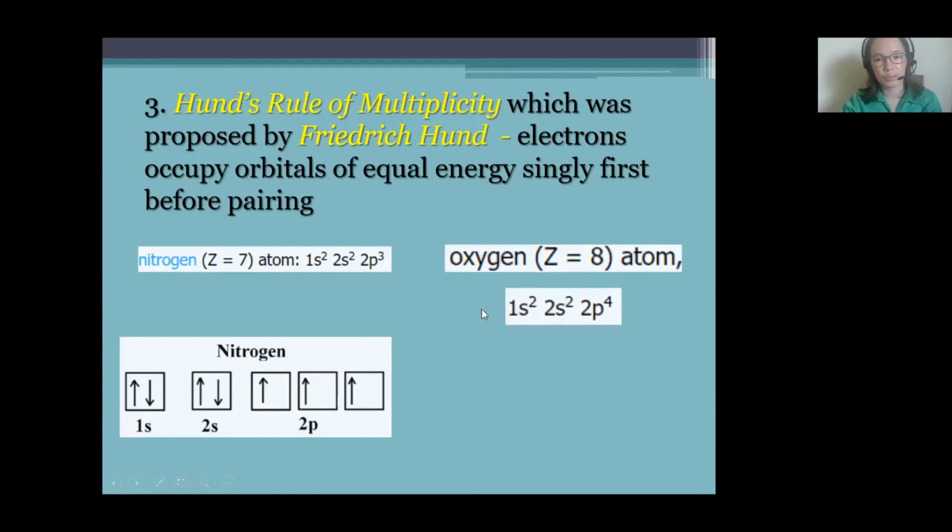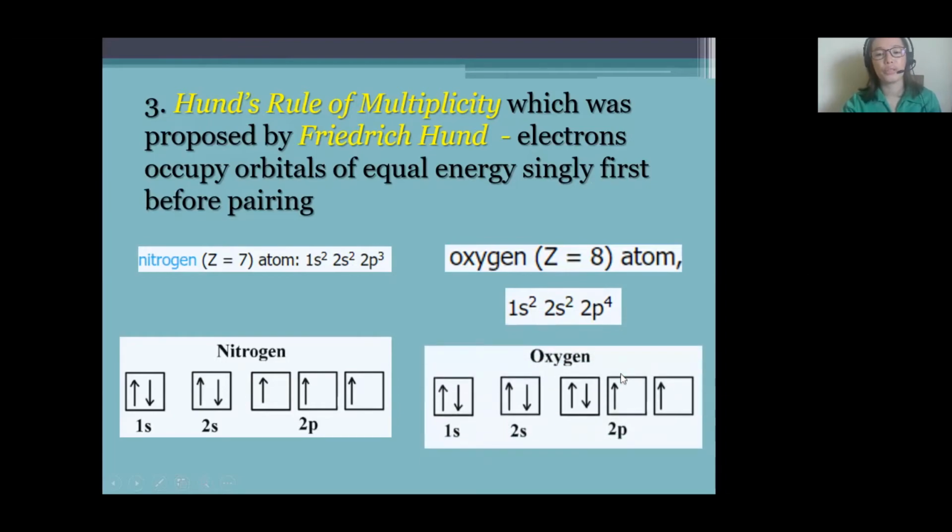Same as with oxygen, where the atomic number is 8. How are we going to distribute this since the last is 2p4? So in writing, single first for the orbitals before pairing. So that's Hund's rule of multiplicity.